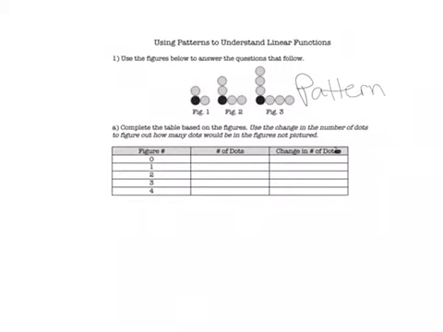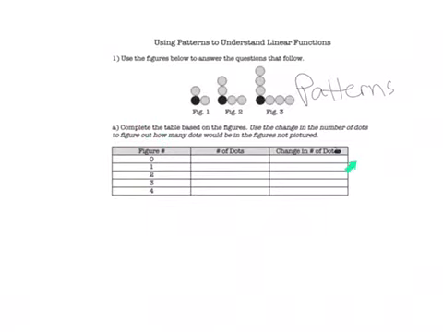To determine what pattern we are dealing with, the best way to go about this is to complete the table below based on the figures. So we're going to use the change in the number of dots to figure out how many dots would be in the figures not pictured. We're going to see what we can determine from this diagram.